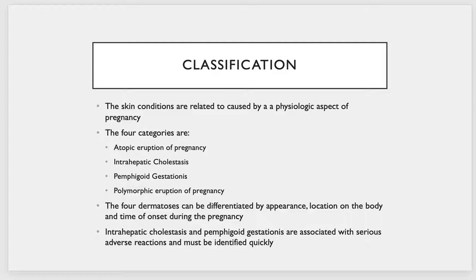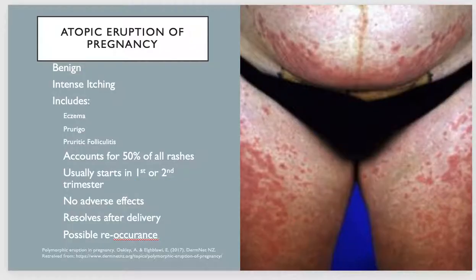The reason that they have organized these skin conditions the way they have, in the categories and classifications that they have, is that they're differentiated by what they look like or their appearance, where they're located on the body, and when they erupt during pregnancy, so whether it's first, second, or third trimester. So that's what got the different rashes categorized the way that they did. The only 2 that are really nerve-wracking for all of us are ICP, that cholestasis, or pemphigoid gestationis. Luckily, those 2 are super rare. The most likely one that you're going to see is this atopic eruption of pregnancy.